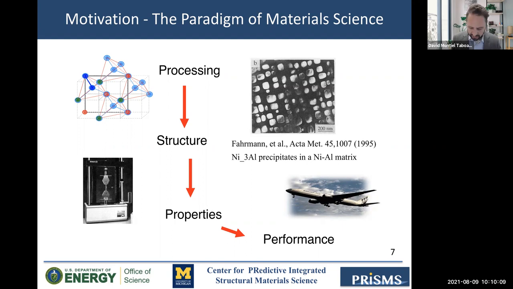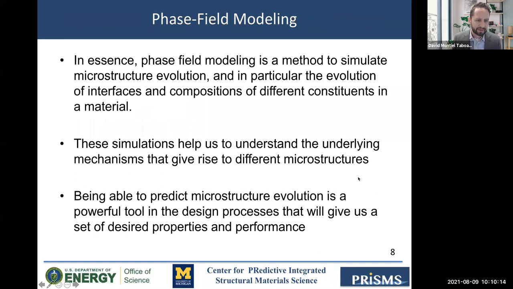So this is where phase field models comes in. In essence, a phase field model is a method to simulate a microstructure evolution, and in particular, the evolution of interfaces and compositions of different constituents in a material. These simulations help us understand the underlying mechanisms that give rise to different microstructures. So being able to predict microstructural evolution is a powerful tool in the design process that will give us a set of desired properties and performance. So let me give you some examples.